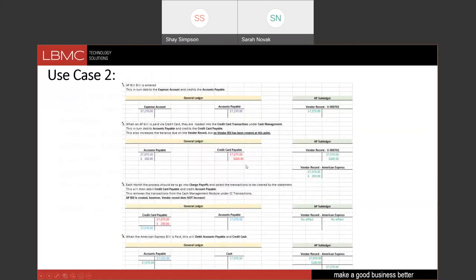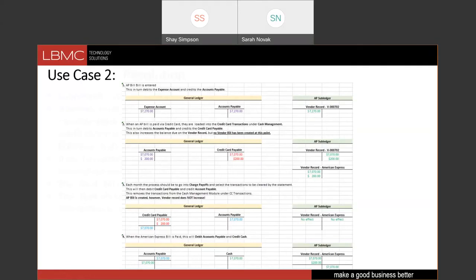Because that was another thing I was able to confirm. When I went out here and actually looked at their credit card payable account, notice here that when that charge payoff was done, I still saw that they had $200 sitting in credit card payable. I also saw that they still had $200 within the subledger that was supposedly due to American Express.